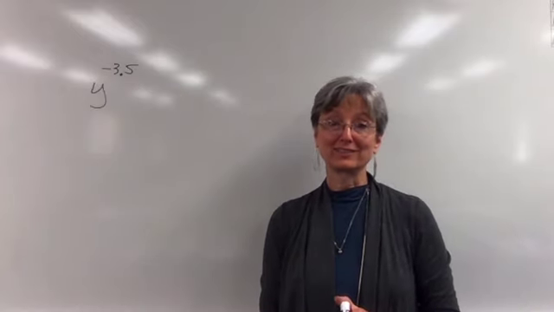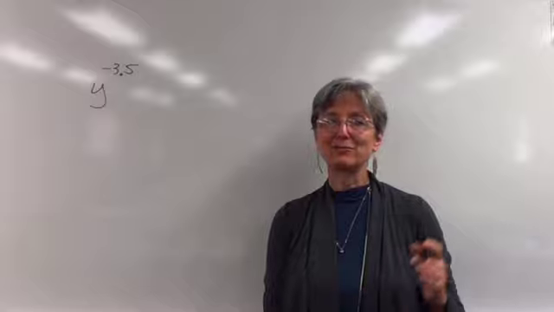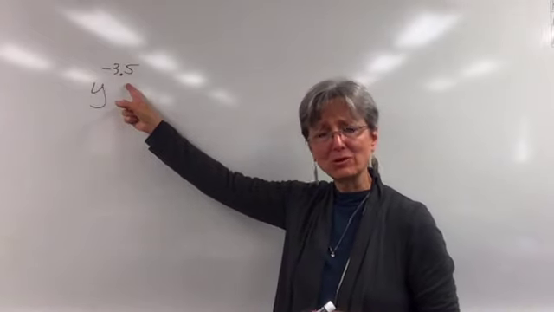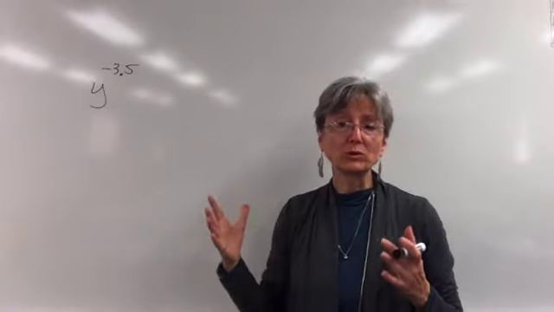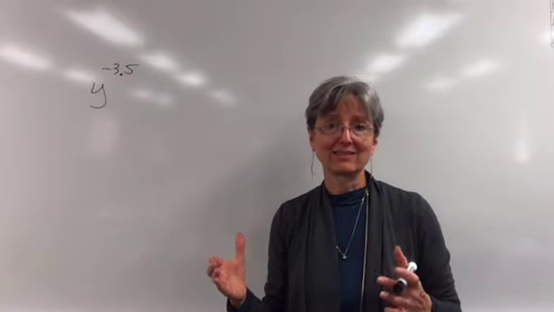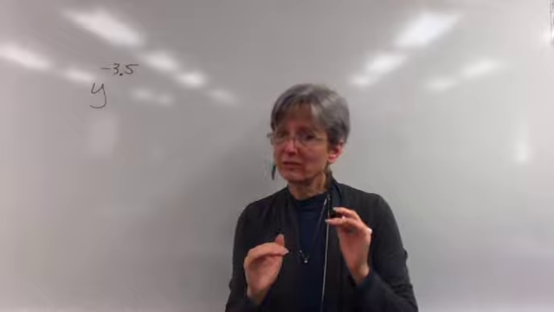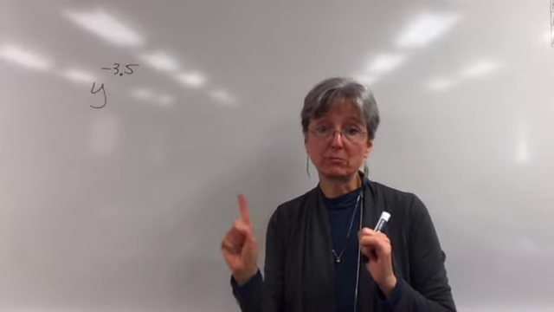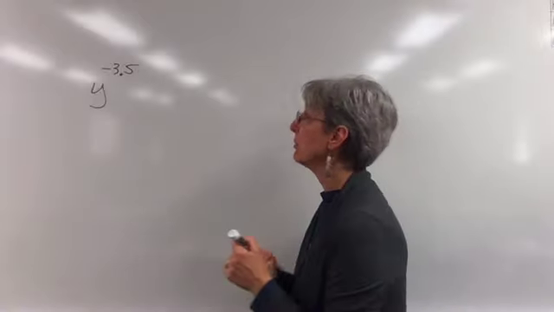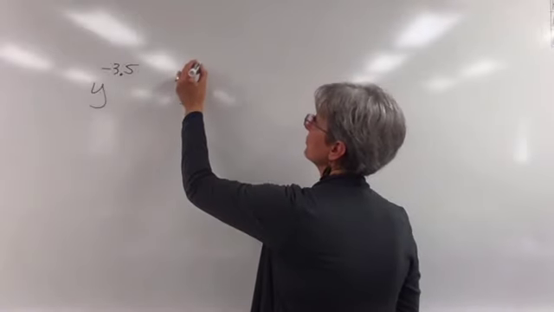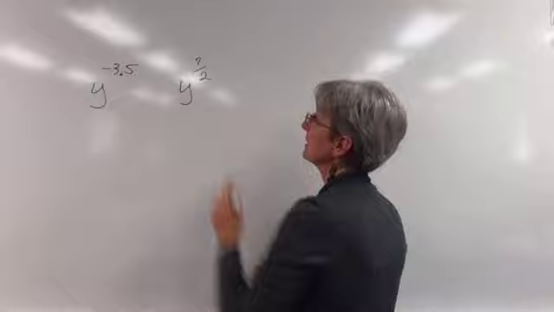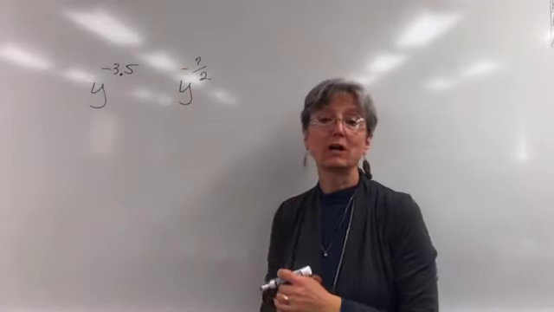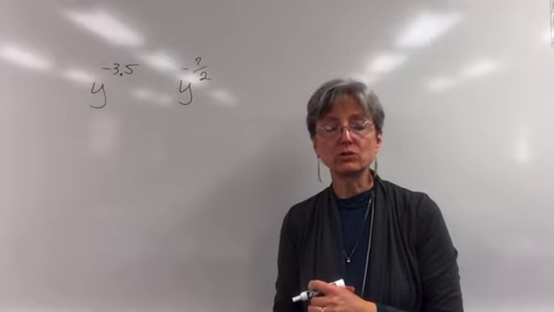Wow, look at this one. Now I don't even have a fraction. I have this decimal and it's negative. What in the world do I do with that? What we're going to do, since we're dealing with fractions, we're going to take it out of decimal form and put it as an improper fraction. So 3.5 is 7 over 2. So this is going to become 7 over 2, and it's negative. So y to the power of negative 7 over 2.